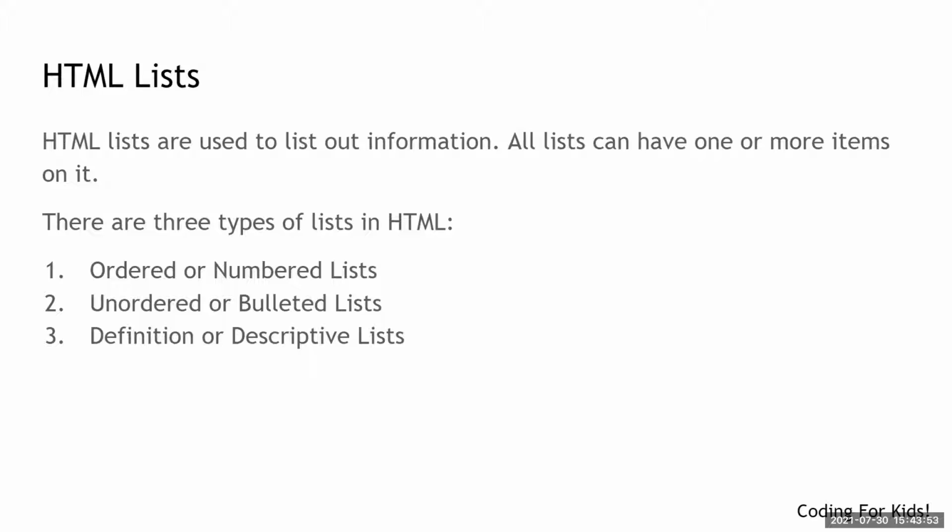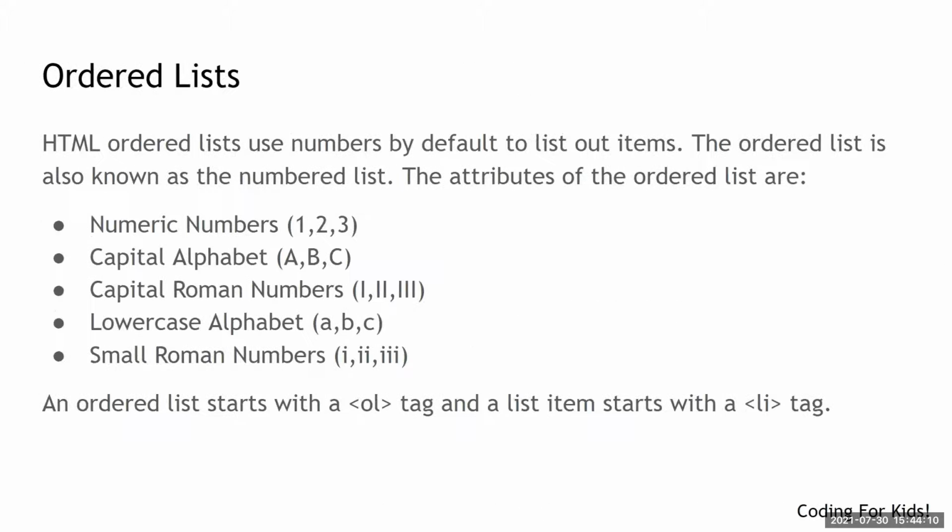And there are three types of lists in HTML. There's an ordered list, or numbered list. There are unordered lists, or bulleted lists, and finally there are definition or descriptive lists. So we're going to be learning about all of these lists. First, let's look at ordered lists. Ordered lists use numbers by default to list out items. The ordered list is also known as the numbered list because it uses numbers.